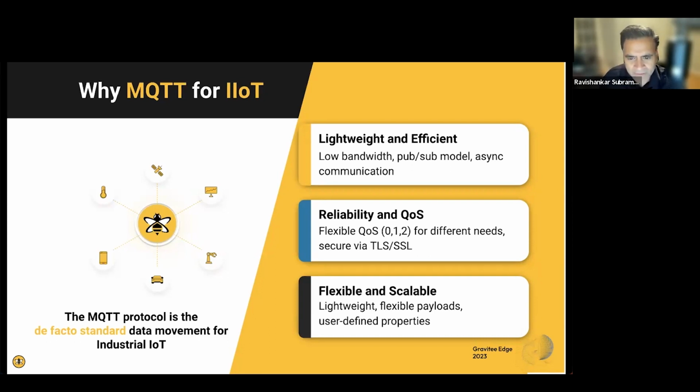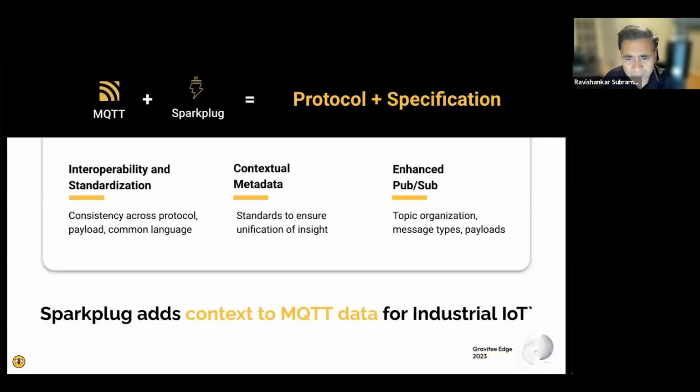Again, because of the fact that it's exception-based, it's very lightweight. The packet size is very light, and it's very flexible, and you can have user-defined properties as well. So these are the reasons why MQTT has really become popular, and it's one of the de facto standards when it comes to data movement.